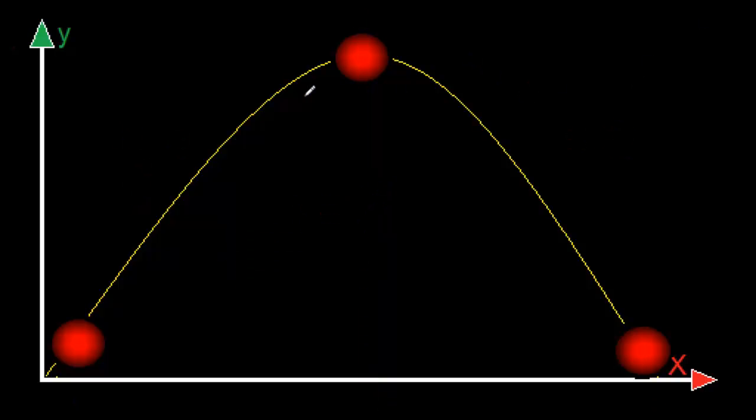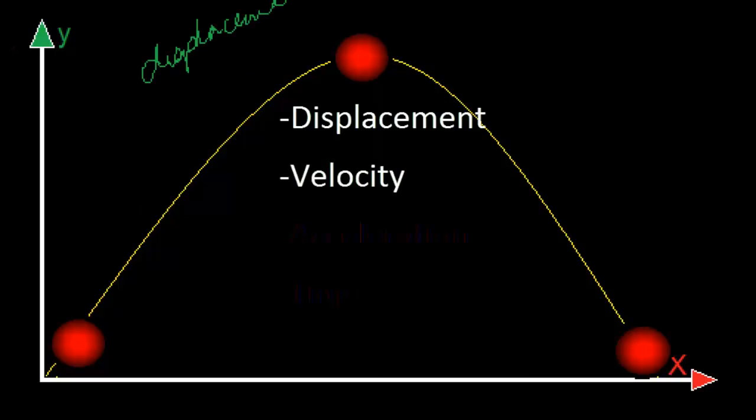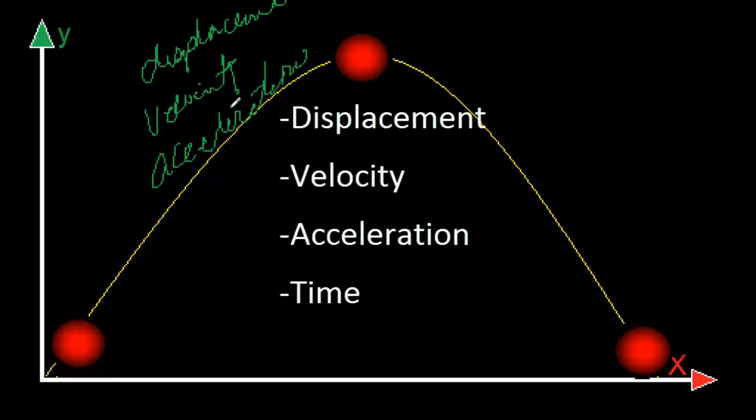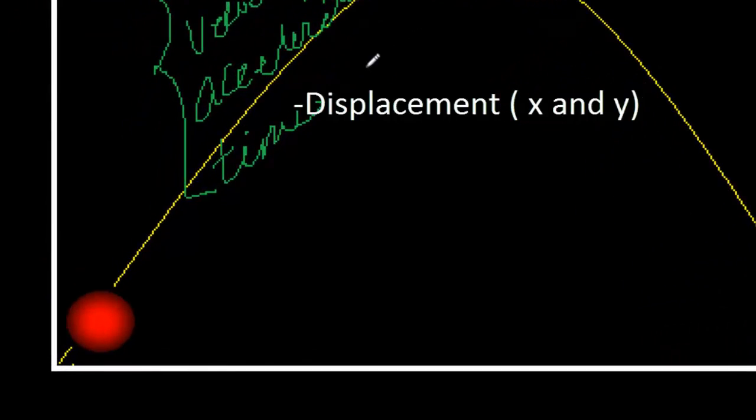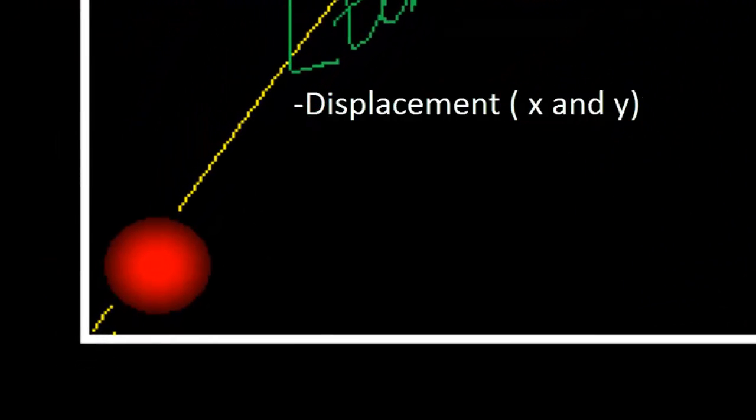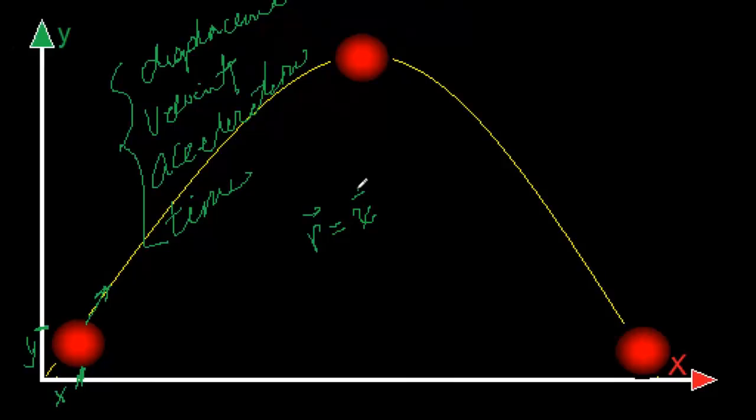Anytime we study motion, there are always four concerns. The first one, displacement. The second will be velocity. The third will be acceleration. And the last will be time. Let's start with displacement. As the ball leaves in this direction, it actually moves somewhat in the x direction and some in the y direction. So at every step of the way, there are two components to the displacement vector. The displacement vector, if we call it r, will always equal the vector in the x direction and the vector in the y direction.